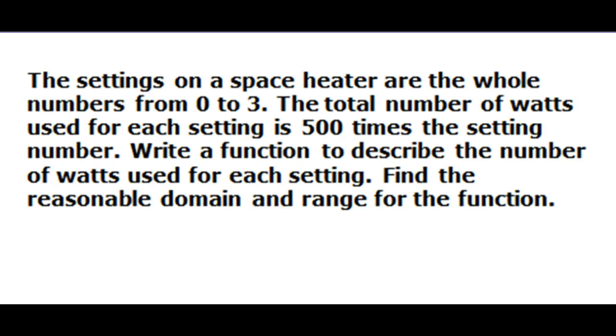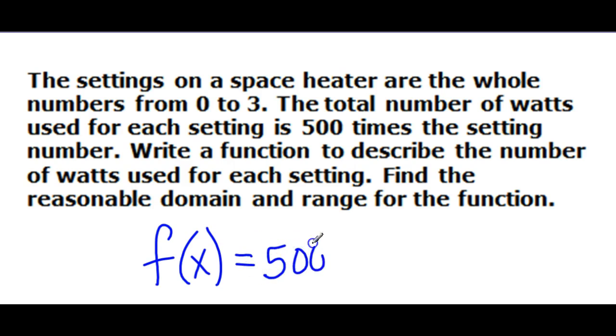Here's an example. The settings on a space heater are the whole numbers from 0 to 3. So right there, they're telling you when you choose x values, you can only use the whole numbers. The total number of watts used for each setting is 500 times the setting number. Write a function to describe this. Now, since this is a function, I'm going to write it in function notation. I'm going to say f of x instead of my y is equal to 500 times x. But then it asks me to find a reasonable domain and range.